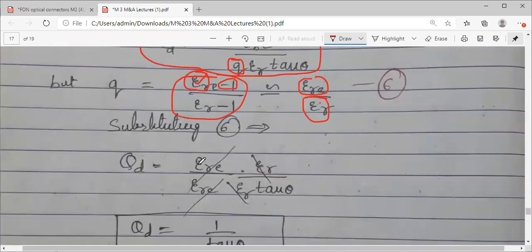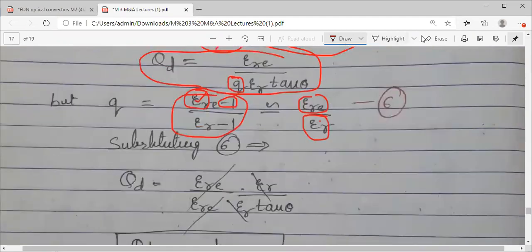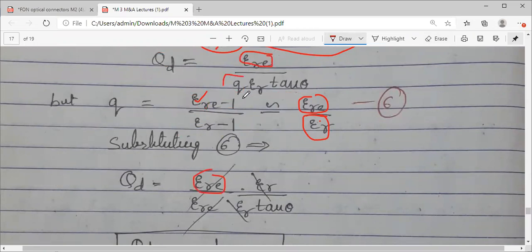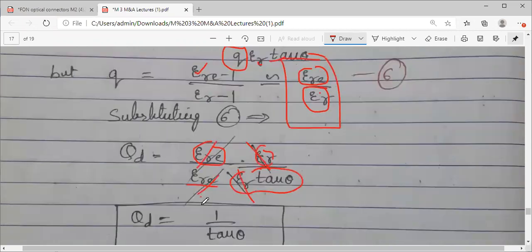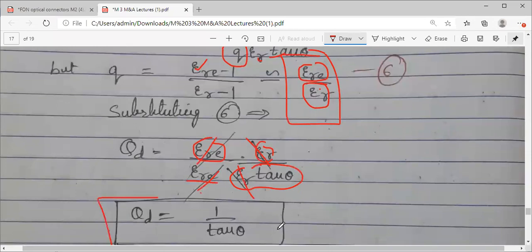So if I substitute it, what will I get? Epsilon re in the numerator as it is. You have q in the denominator; instead of q, substitute epsilon re divided by epsilon r. That will go to the numerator. And then you have epsilon r tan theta. So two terms will get cancelled. You will be left with only tan theta. So QD is equal to 1 divided by tan theta.